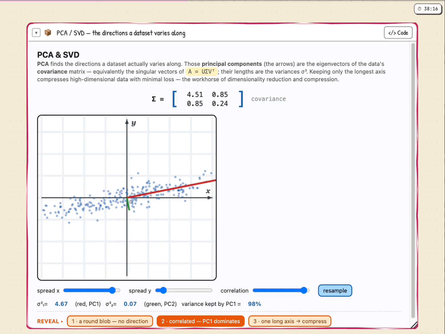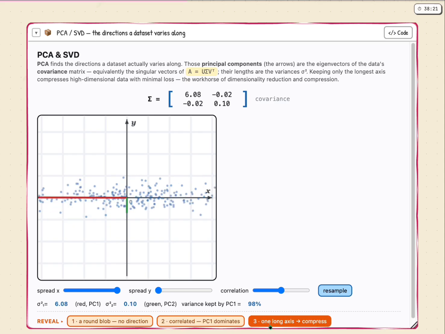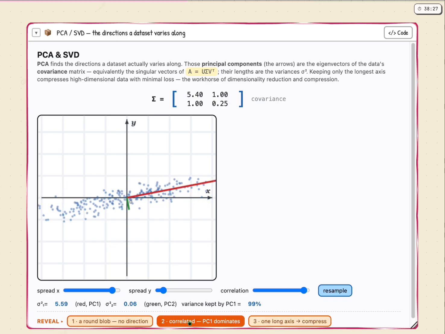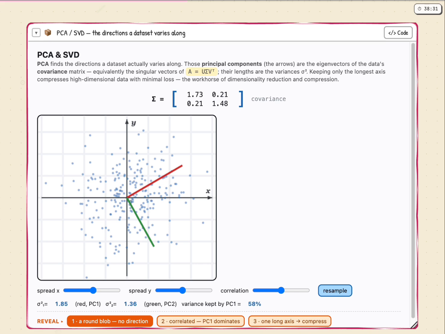Let me give you a concrete real-world example. Imagine you want to rank countries by development or happiness. You have dozens of indicators: income, life expectancy, education, freedom, social support, and so on. Dozens of dimensions, impossible to eyeball.